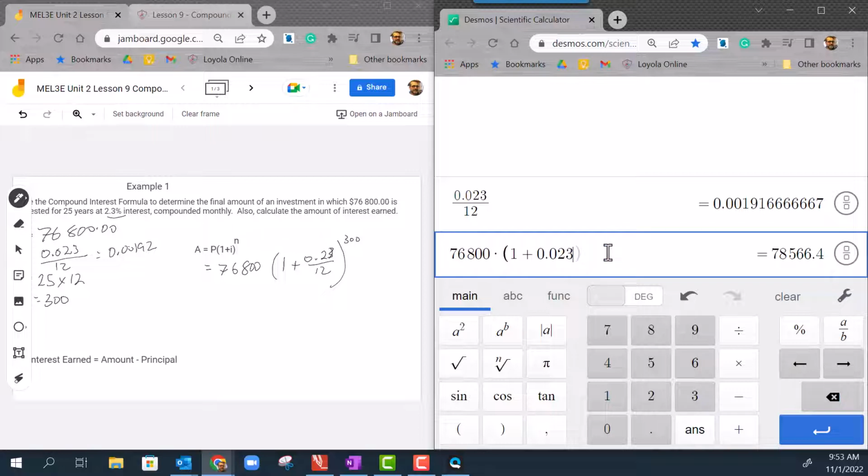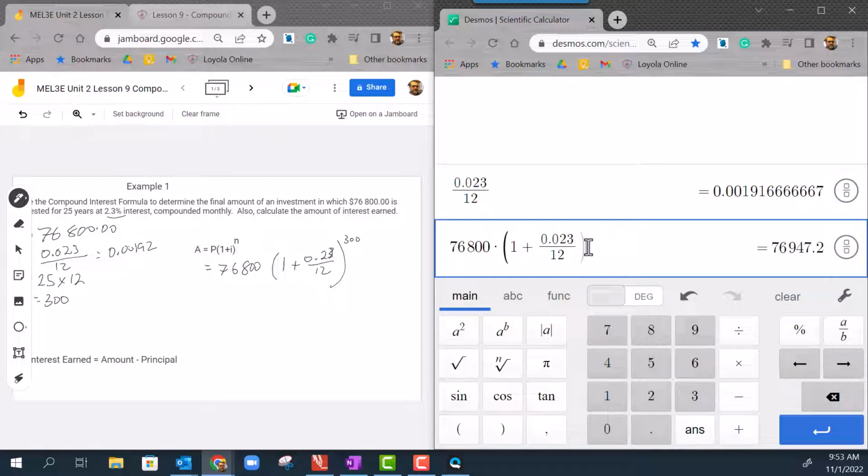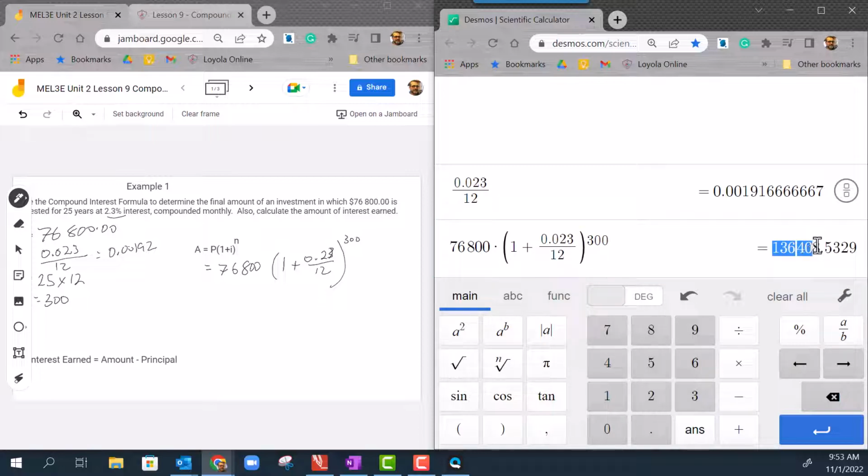Sorry, I had to get that again. 0.023 over 12, and then get out here to close the bracket, to the power of, that's this A to the B button, 300. Okay, and I get a number of 136,408.53. Does the 3 stay the same, or does it go up 1? Well, the next number after the penny is a 2, so it stays the same. 136,408.53.